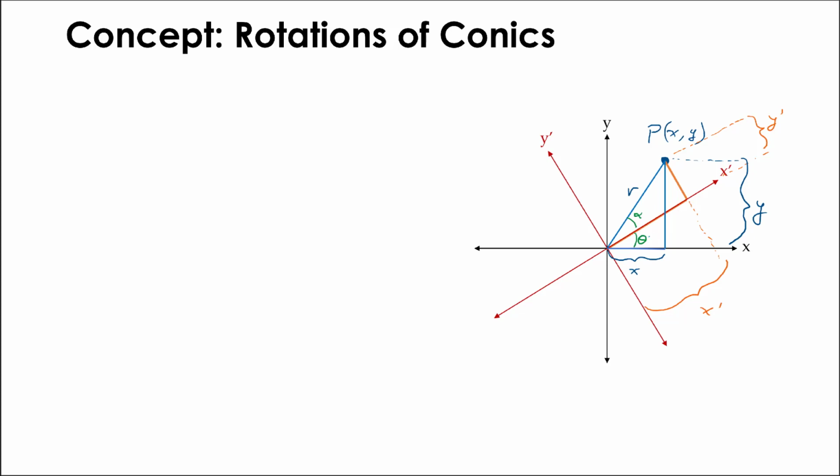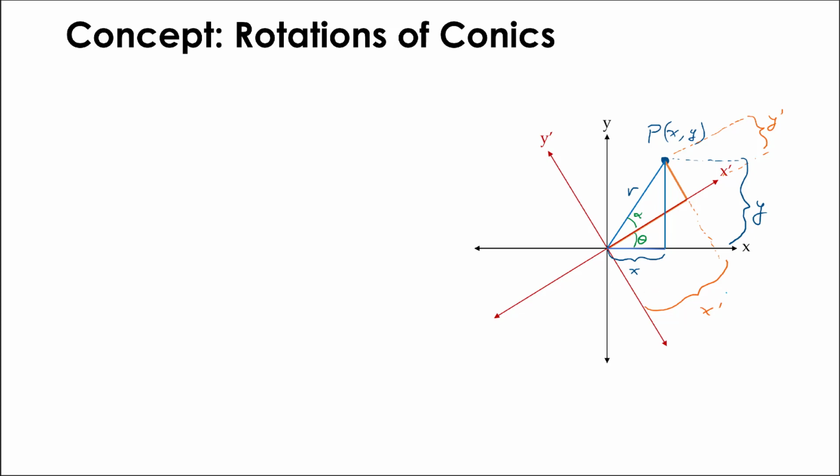I'm going to define these angles here. We've got theta, that's from our x-axis to our x prime axis. And then I've got alpha, that's the angle from our x prime axis to this r that we have here, the radius on both of these triangles.